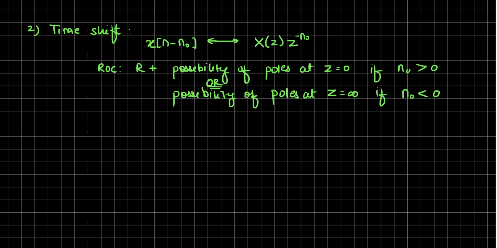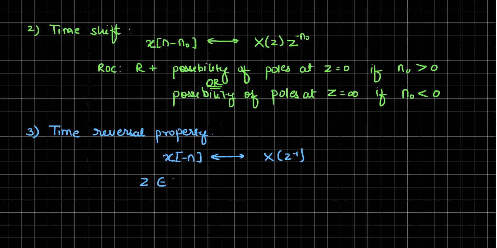The third property is the time reversal property, which says that if we flip the discrete time signal along the time axis, that is x of minus n, then its Z transform is given by X of z inverse. And if z belongs to the region of convergence of the original signal x of n, then the region of convergence of this new signal, that is the flipped version, is given as z inverse.